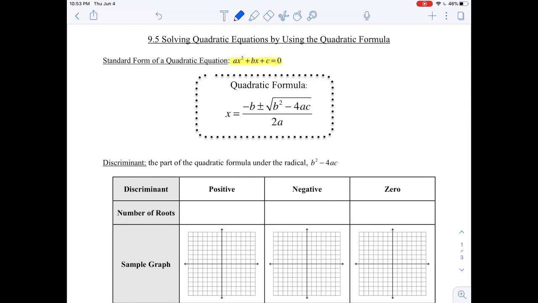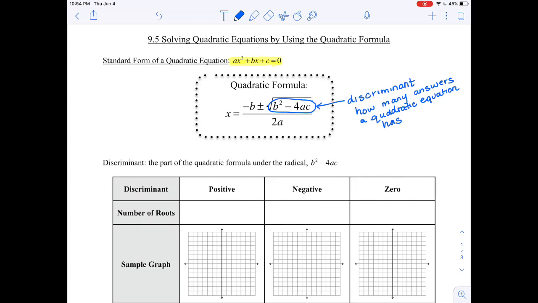Okay, before we get to actually using the quadratic formula, we're going to talk about just a part of this formula, and that's the part underneath the square root sign here. B squared minus 4ac is something called the discriminant. So the discriminant is just a number, and we find the number using this part of the formula, b squared minus 4ac. The discriminant tells us how many answers a quadratic equation has. It doesn't tell us what the answers are, just how many exist.